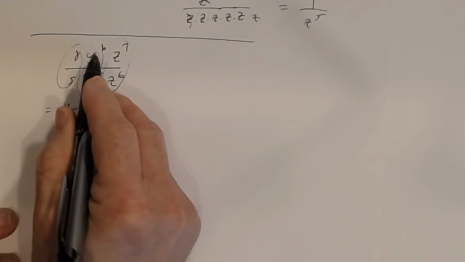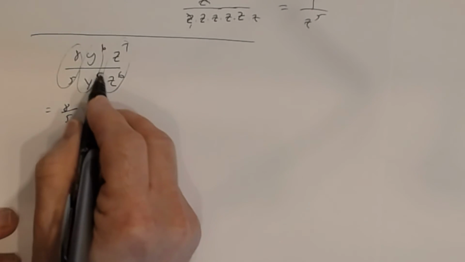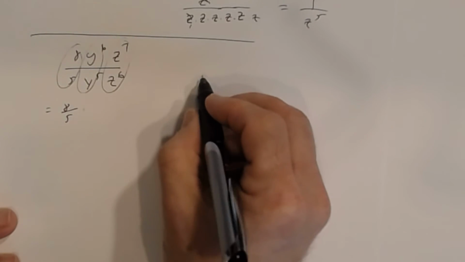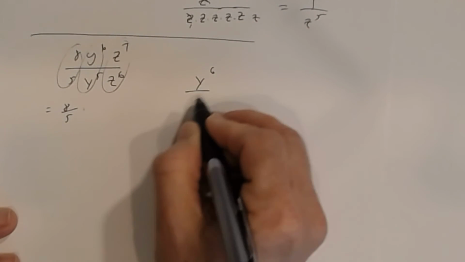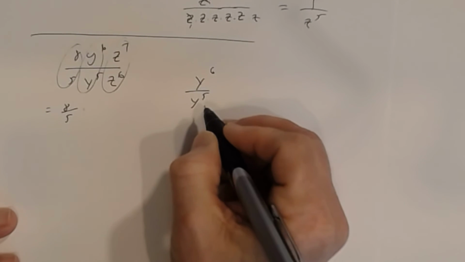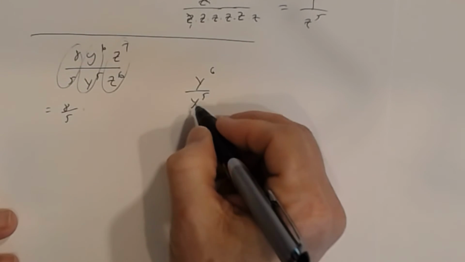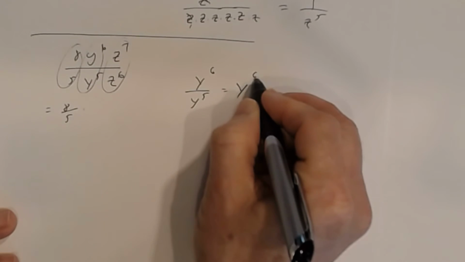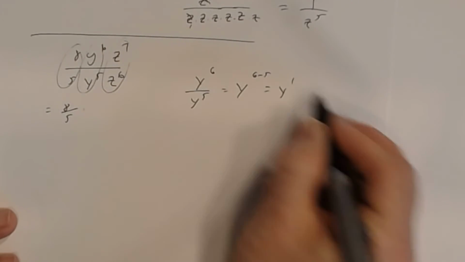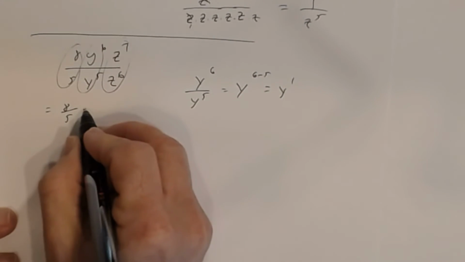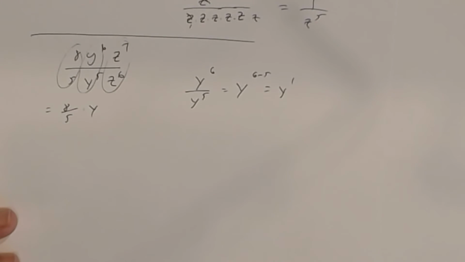I can reduce this because I have 6 factors of y in the numerator, 6 factors of y in the denominator. So think about your point of view. One way is to look at this in terms of dividing like bases. So when you divide like bases, you subtract exponents. 6 minus 5 is 1, right? So that's just y right here.